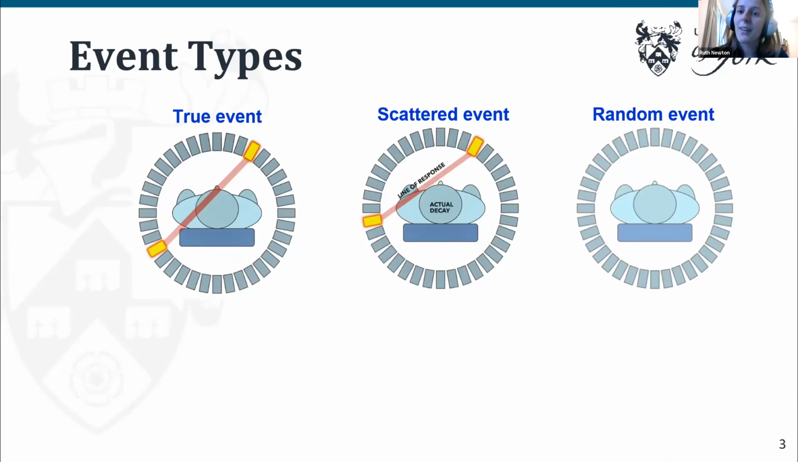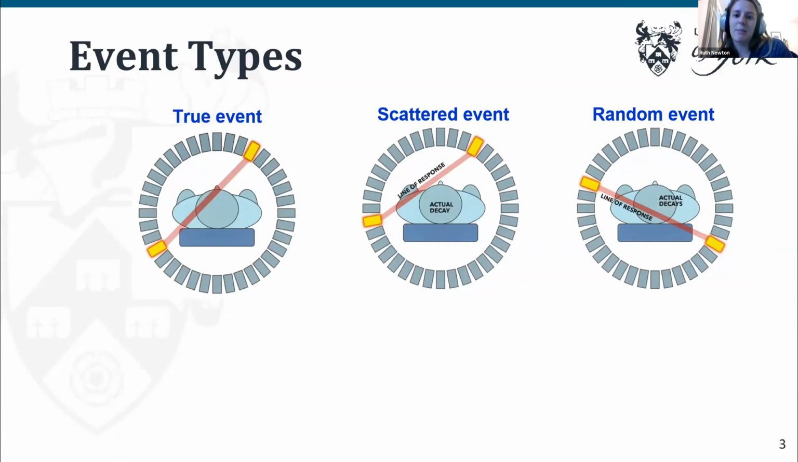The third type of coincidence event is a random coincidence. So if we had a particularly high activity, it might be that two decays occur at almost exactly the same time. We could detect one photon from one decay, one from the other. If they come in the same coincidence window, we falsely assume that's a true event. And you can see again, the line of response is going to be offset.